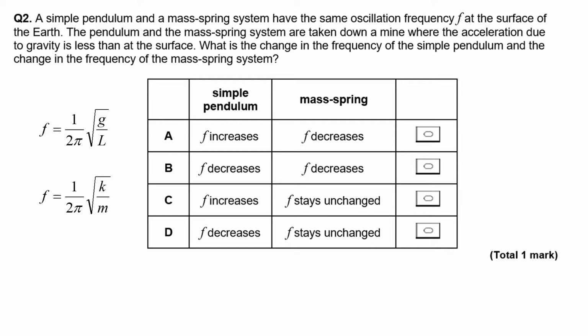So you can see that g is not in the mass spring system, so we know the frequency is not going to be affected. So it's going to be either C or D. And we can see that if g gets smaller, the frequency would get smaller, which is option D. So this question, when I took it from the exam paper, the mark scheme had the wrong answer. So look out for that if you're doing this one in a real paper, but this is what we should have.